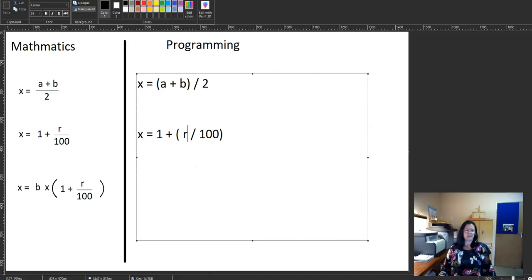So that means if I leave out the parentheses, while the program is executing, it will automatically divide r by 100 first and then add 1. So over here, it's optional to add the parentheses. It means either this or that is acceptable.